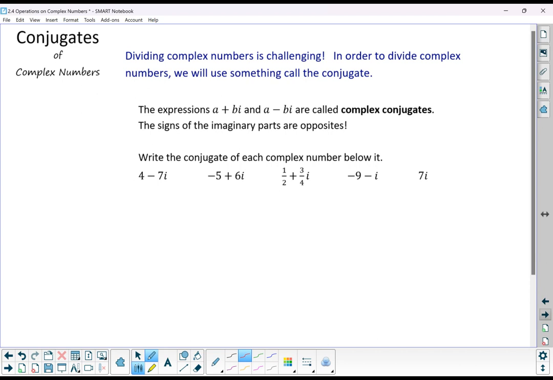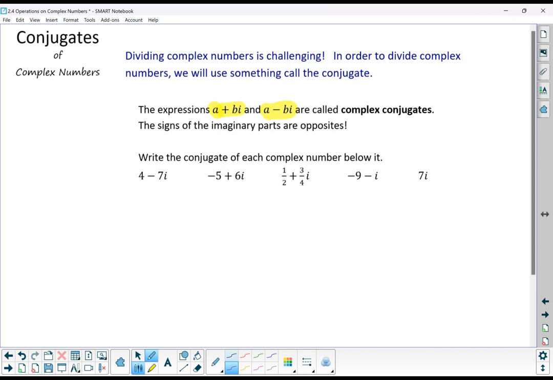So, a complex conjugate. Every complex number has a complex conjugate, and the complex conjugate is a complex number that looks almost the same. For a plus bi, the conjugate is a minus bi. So the sign of the imaginary part is the opposite. Nothing else about it changes. It just switches the sign only of the imaginary part.